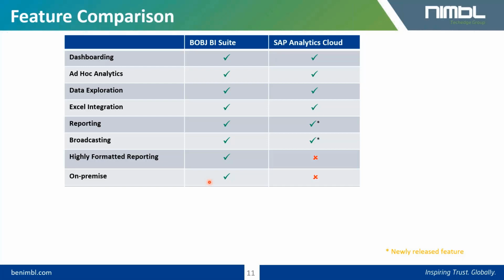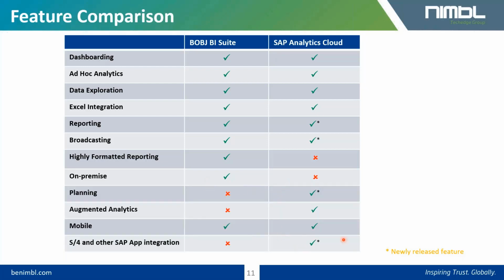And then finally, when you go down to the bottom, you start to see more advantages start to pop up for SAC. As I mentioned before, you start talking about planning. You start talking about some of the augmented features. These are differentiators with SAP Analytics Cloud and things that really help it excel in the marketplace, not only in comparison to the SAP Business Objects Suite, but to other competitors in the market as well. Mobile, obviously, both do very well. And then finally, when you start to talk about S4 and other SAP app integration, this is really where SAC differentiates itself. As I said earlier, going forward, you will start to see SAC living natively within these cloud applications.